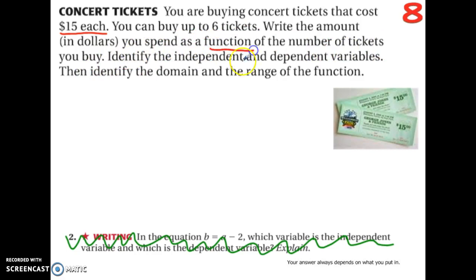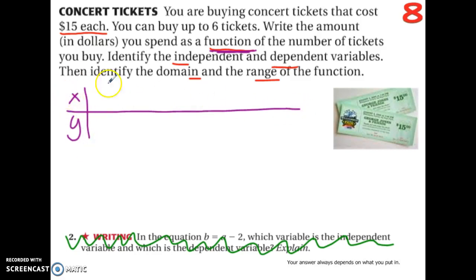Write the amount in dollars you spend as a function of the number of tickets you buy. So a function is just another word for an equation. Then identify the independent variable and the dependent variable. Then identify the domain and the range. So in order to do this, I'm going to make a table, because if we're going to need an equation, we can only write an equation if we have an XY table.